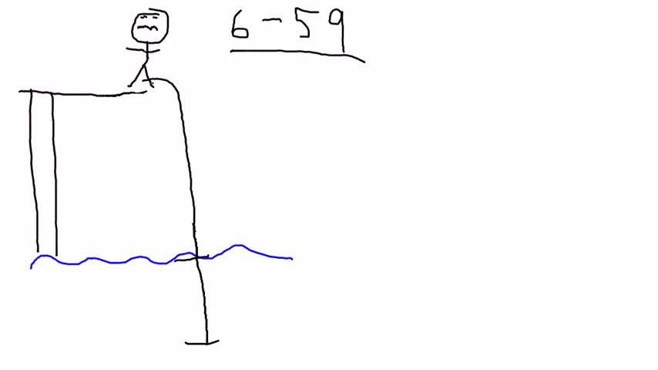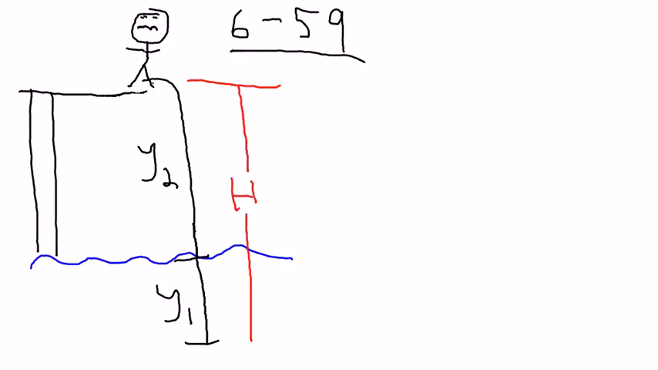If we call this depth that they penetrate into the water a distance of y1, then we also know that the diving board starts some distance above the water, y2. So the total height that the person dives down can be labeled as this distance here, which I'll call the total h, which is just equal to y2 plus y1.